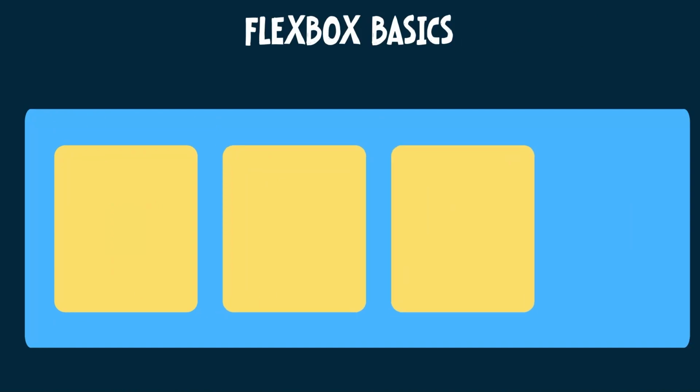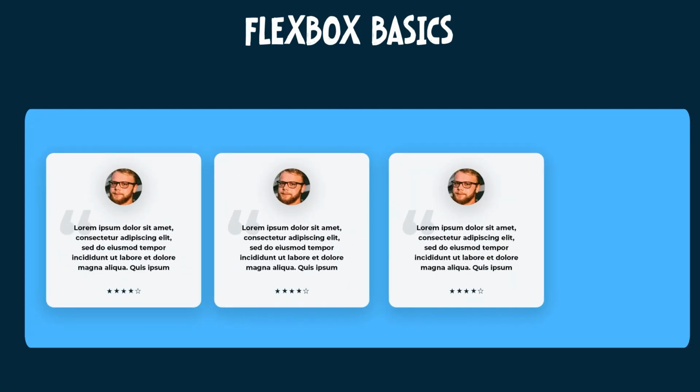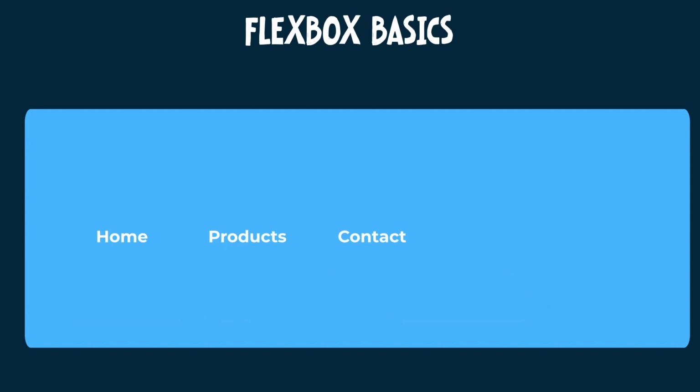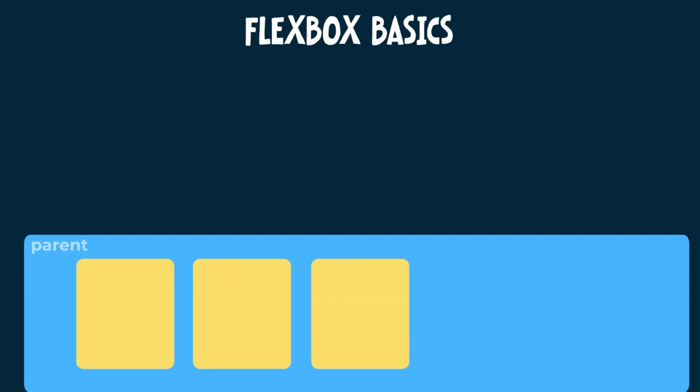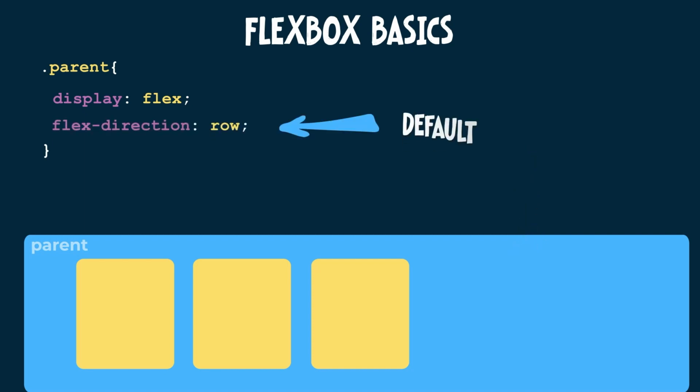To start, let's say we have 3 elements and we want to lay them out horizontally and ensure that they are centered as well. These elements can be anything: review cards or navigation links, for example. We will first start by selecting the parent container and changing the display property of it to flex to make it a flexbox, and this will be our flex container, and by default it will have a flex direction property of row, so all of our elements will be placed side by side in a single row.